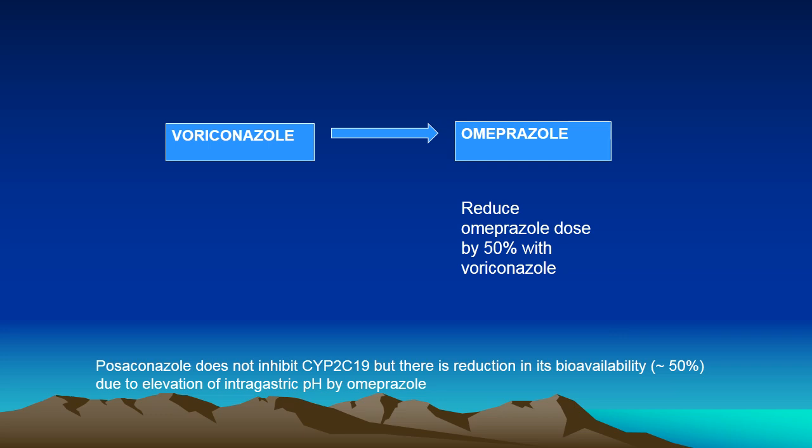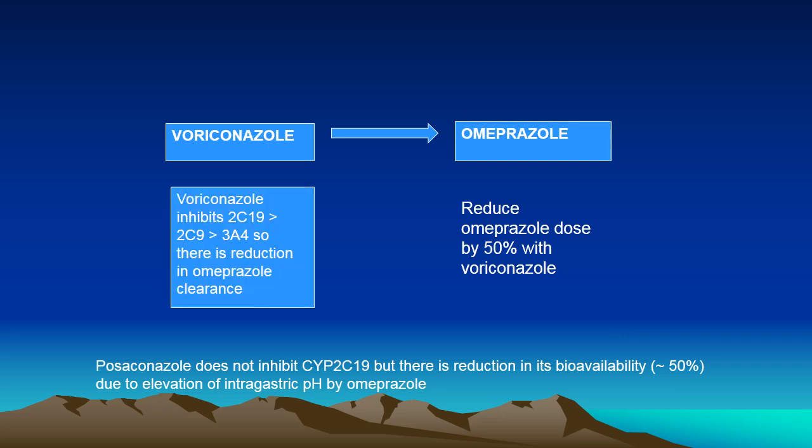The voriconazole-omeprazole interaction works in a different way. Voriconazole reduces omeprazole metabolism by inhibiting CYP2C19, and this inhibition will increase omeprazole exposure, which will require a reduction in the dose of omeprazole.